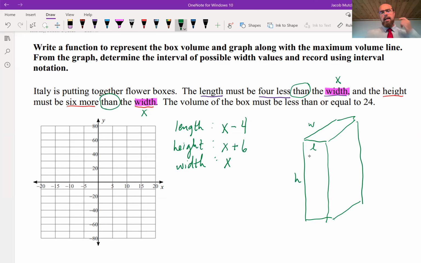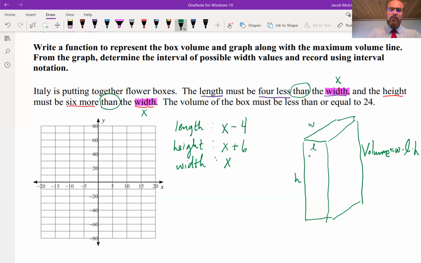Now I want to put that together, and I need to think about geometrically how I would come up with the volume of that box knowing the length, the height, and the width. So remember from geometry, the volume of that box would be equal to the product of the width times the length times the height. So that's how I want to set up my function.